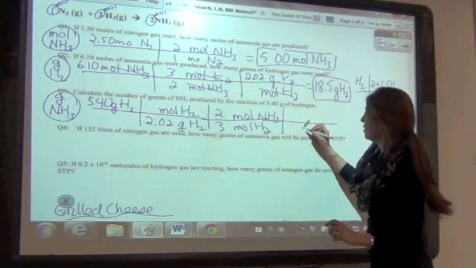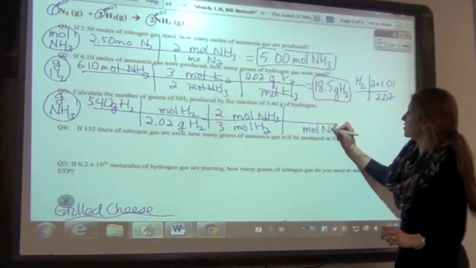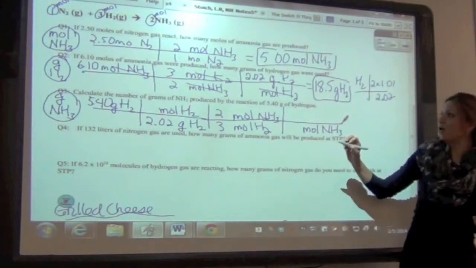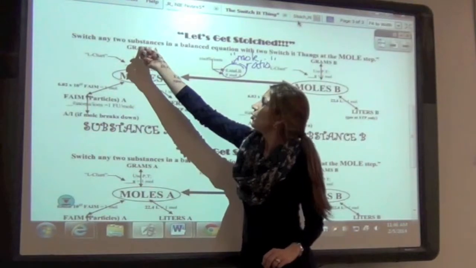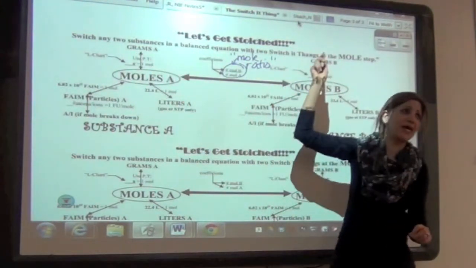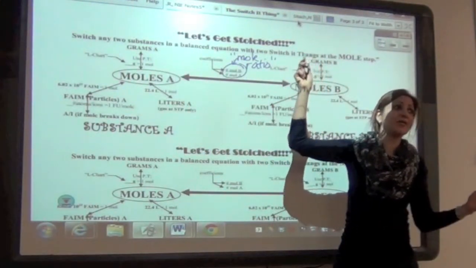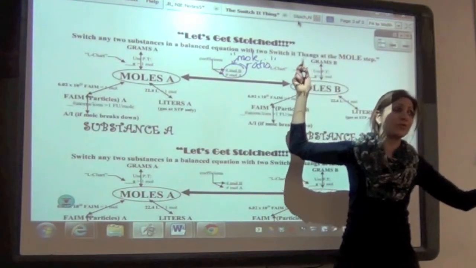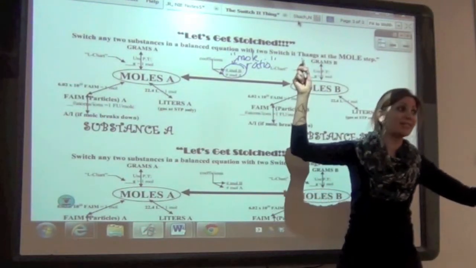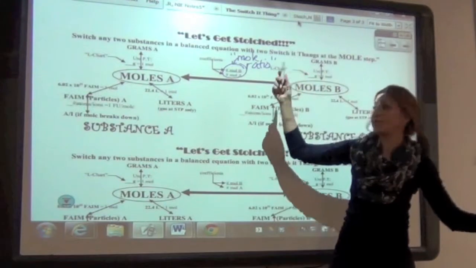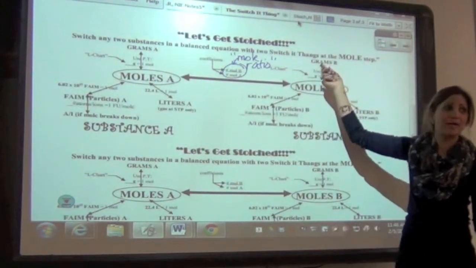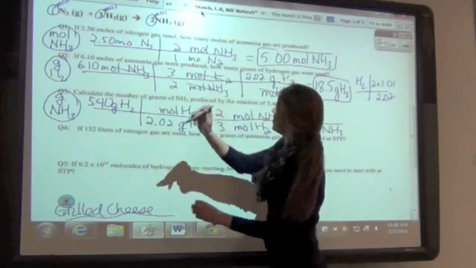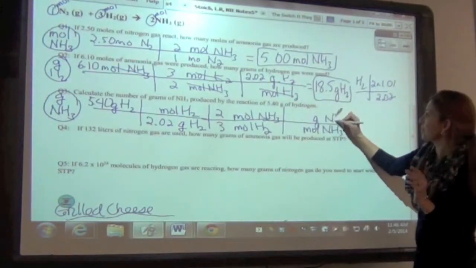Keep on going. We have one more step, moles of NH3. And now we're going back up. So if you look at your switch it thing, we started here. We can't go straight across. You can't do that. There's no plane there. It's like you're in Michigan, you're trying to get over to Europe. You actually need to fly somewhere else usually, depending on whether you can get a direct flight. So we need to come down here, then go across, then we can go back up. Okay? So now we're going back to grams of NH3.